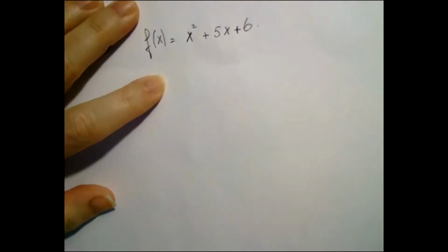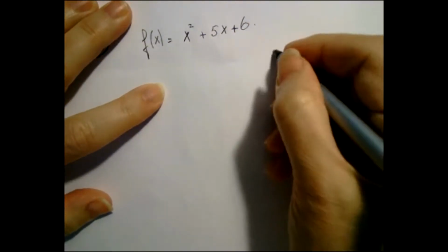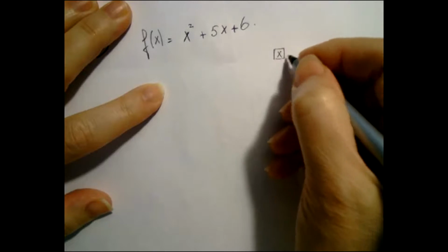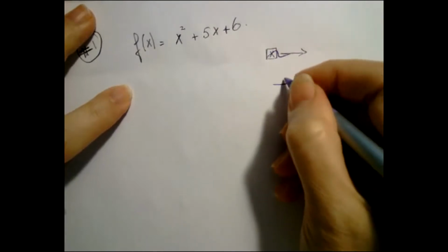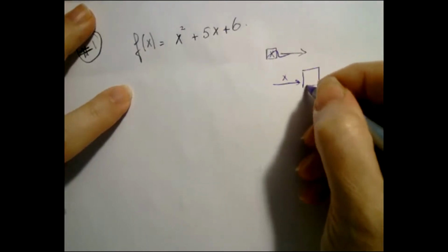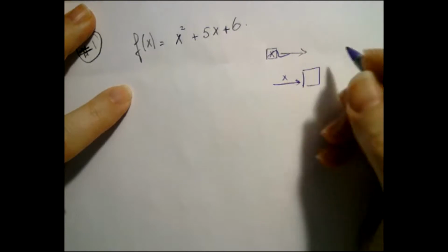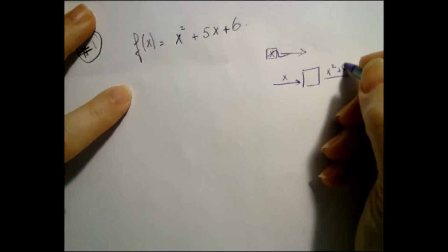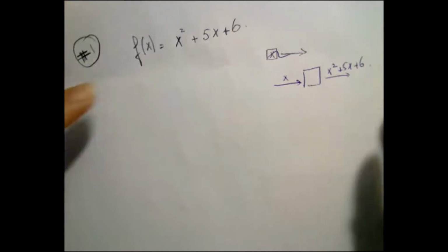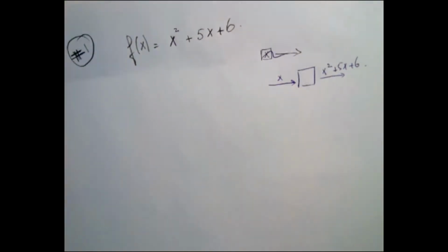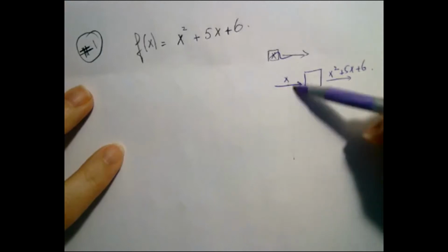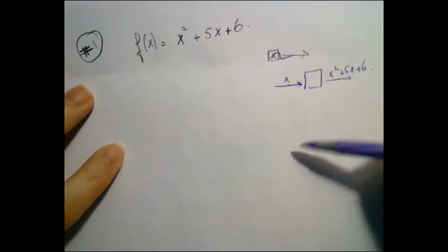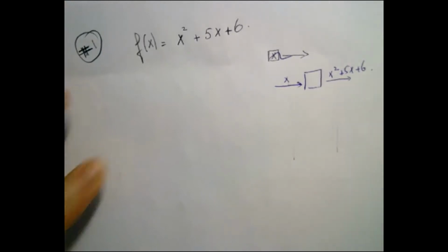Plus 6. Okay, so this is a rule. It means you have a function. You give it an input x, and it does something to it. x is a symbol for every number, and it's going to give me whatever you give it, squared, plus 5x plus 6. So that's really my function. And of course, when x changes to take a different value, the output is going to change.